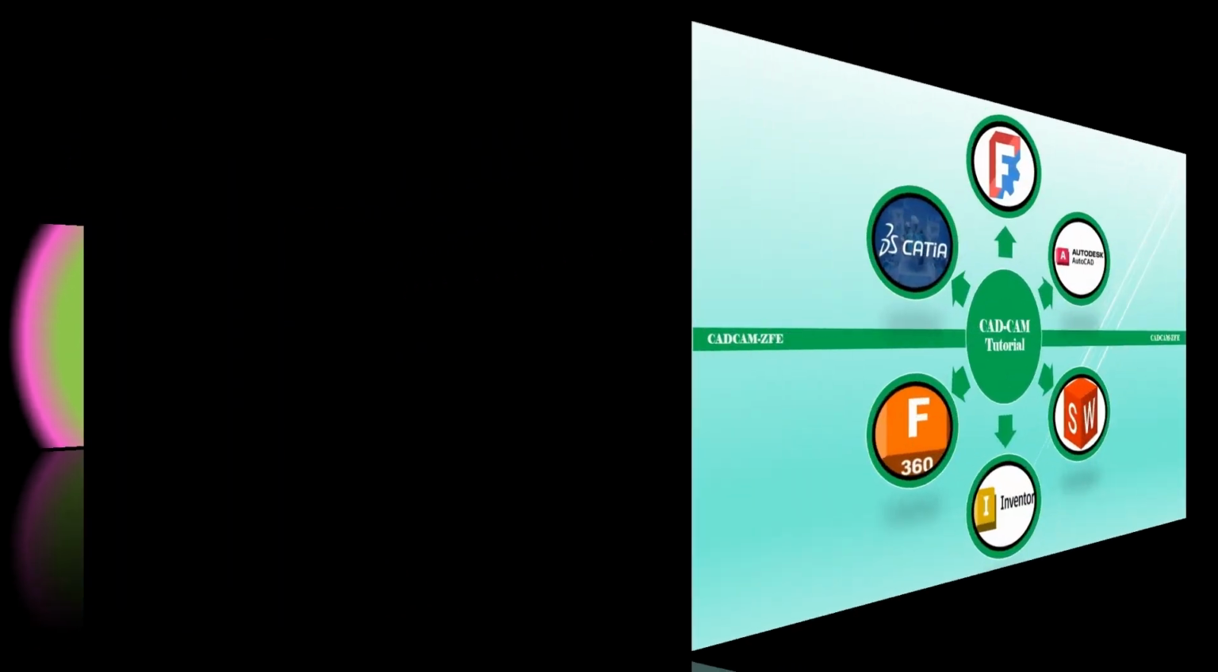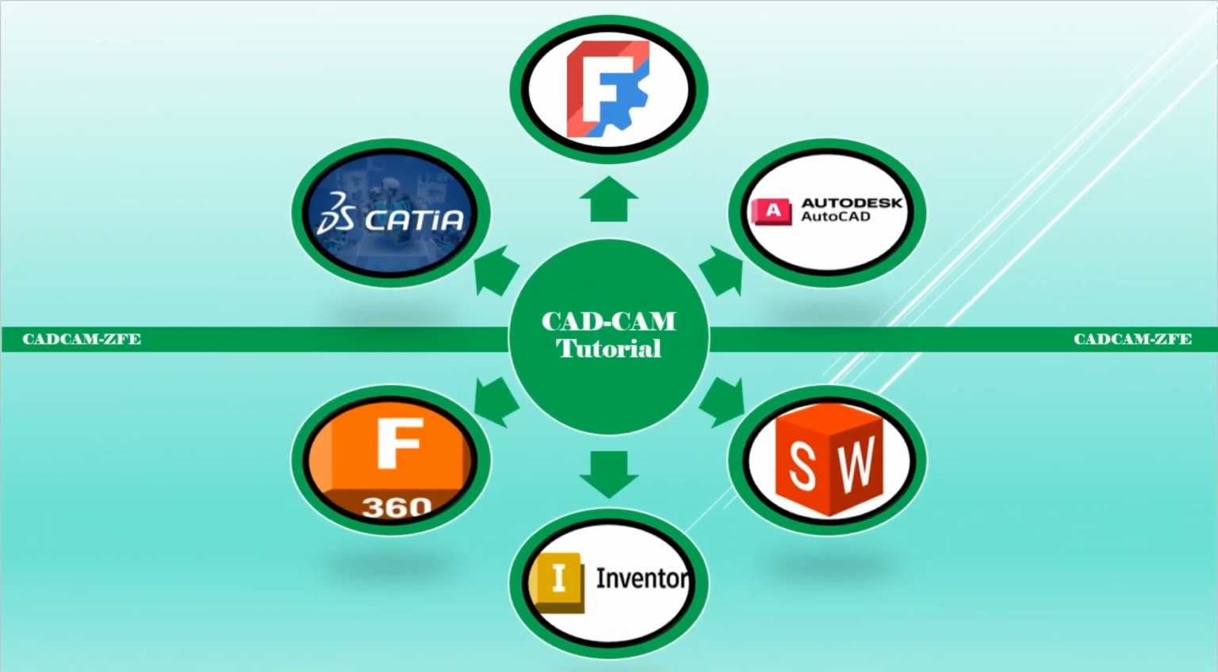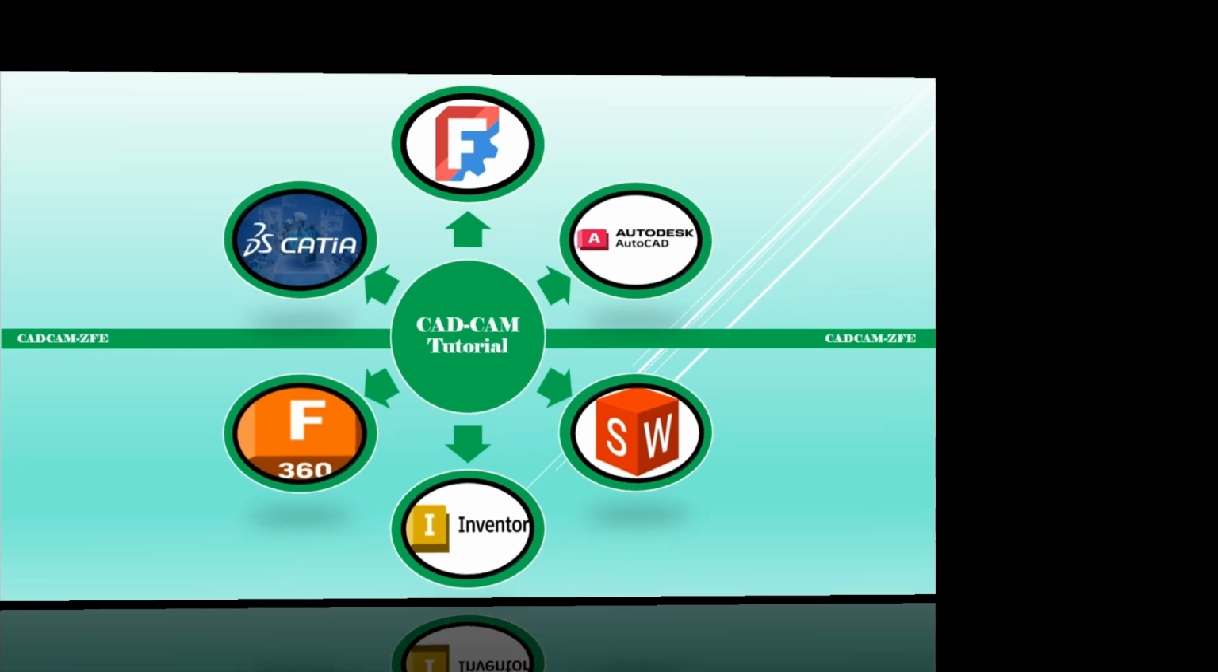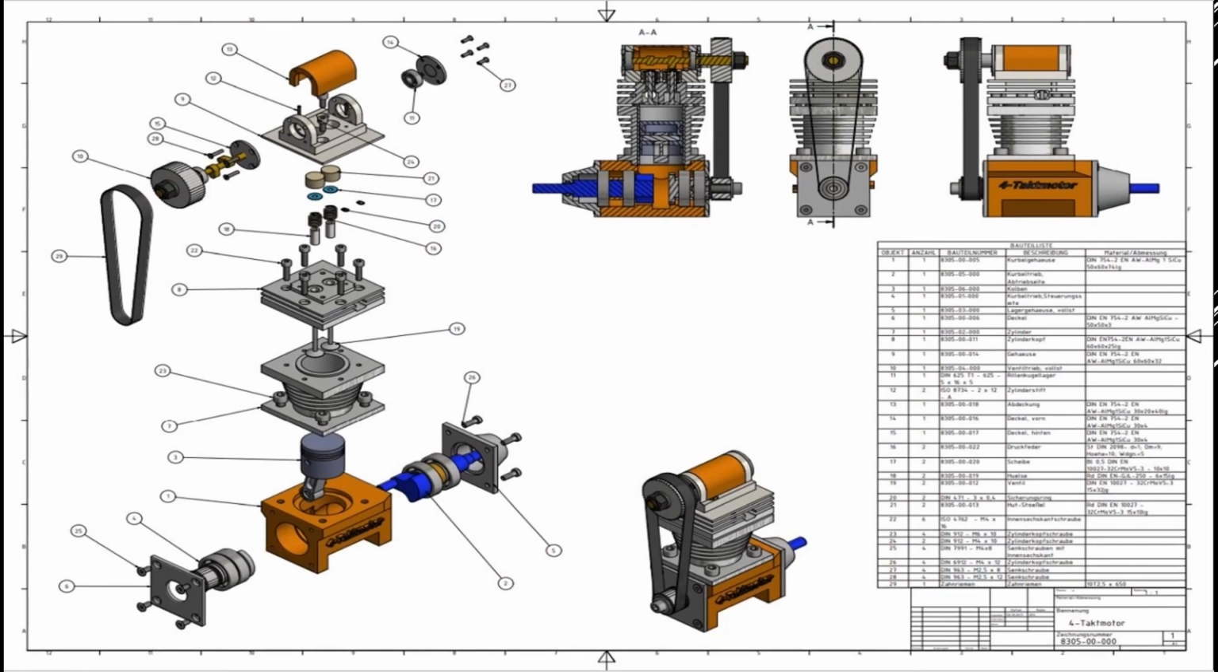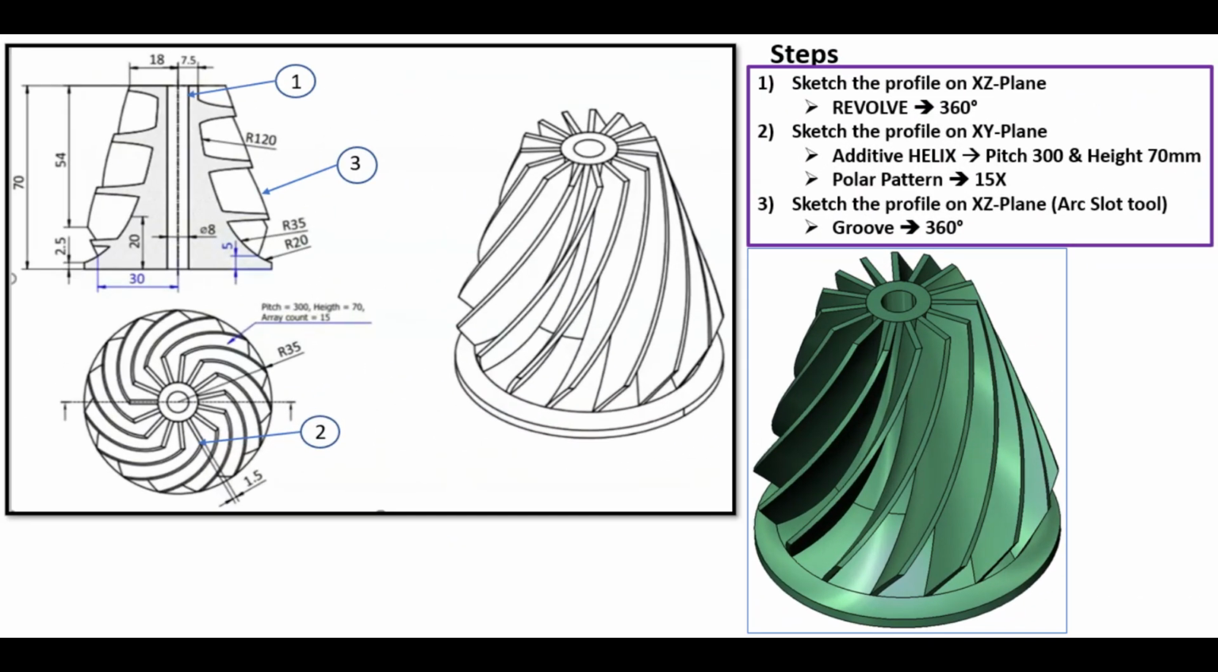In this tutorial, I will show you how to create a 3D model from the existing 2D drawing with the help of FreeCAD Part Design tools like Revolution, Additive Helix, Polar Pattern, and Groove. Today, we convert this 2D drawing step by step into this 3D solid part. There are several ways or steps to create this 3D solid part. Here you find the steps and the tools that I used to finalize this exercise.